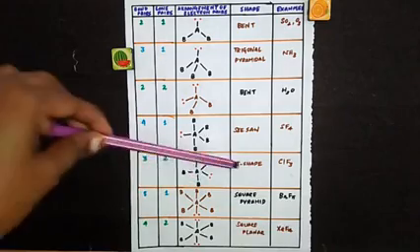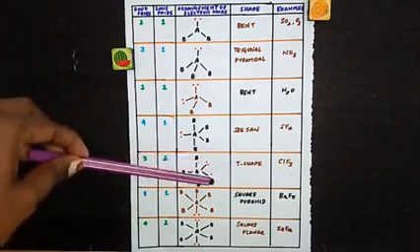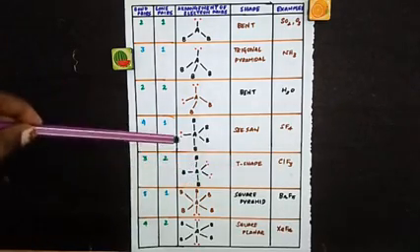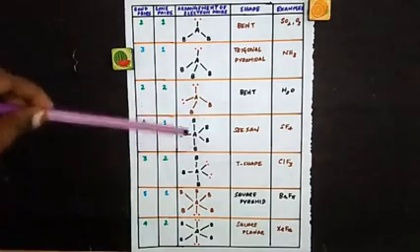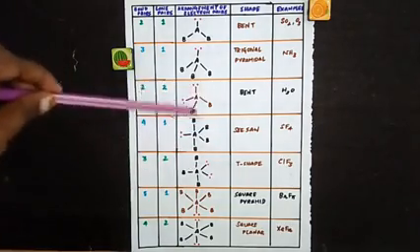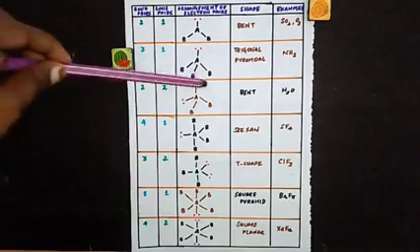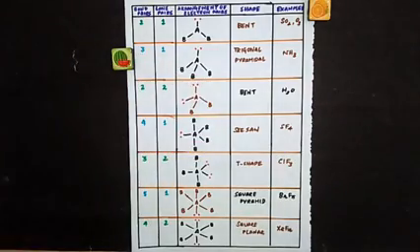Then the shape we call T shape. So these are the lone pairs. These are the bond pairs. See, this is lone pair, bond pairs. These 2 lone pairs, bond pairs. Lone pairs and bond pairs. So T shape, example ClF3.